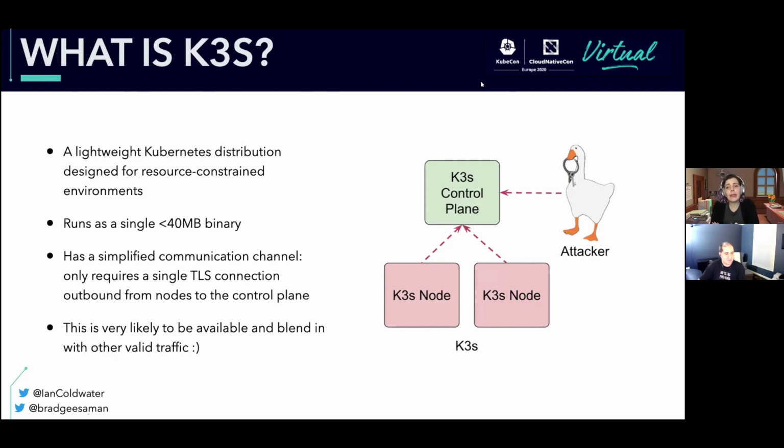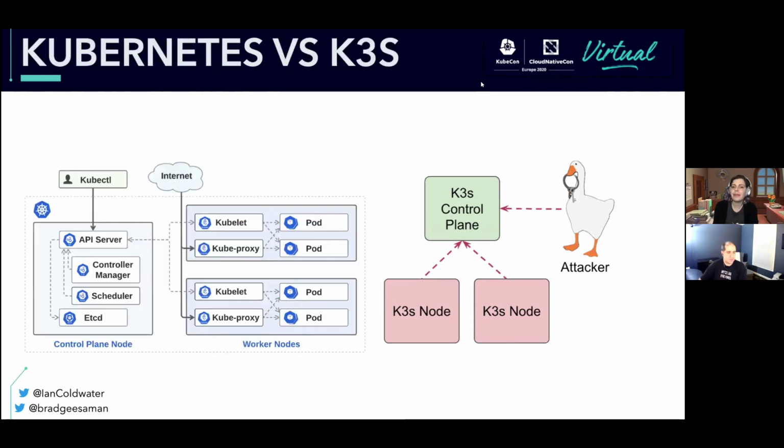K3s is smaller and simpler than a regular Kubernetes distribution. It's designed to be lightweight for resource-constrained environments, such as Internet of Things, and K3s's requirements reflect that. K3s has different network requirements than regular Kubernetes, which are advantages for the purposes of our C2. Most importantly, it only requires a single TLS connection outbound from nodes to the control plane, which is very likely to be available and also likely to blend in with valid traffic, so it might not be noticed.